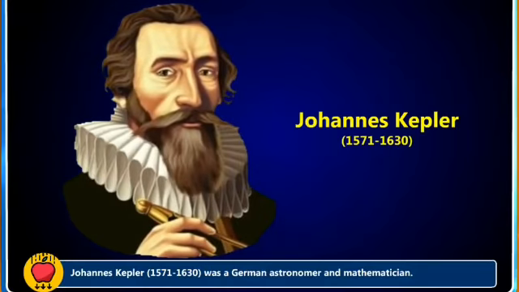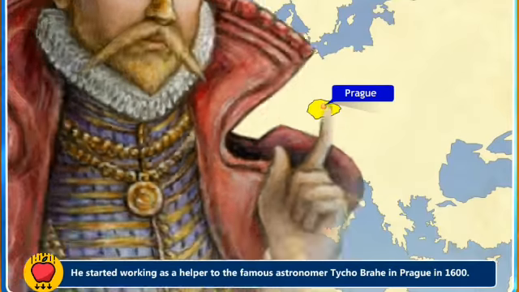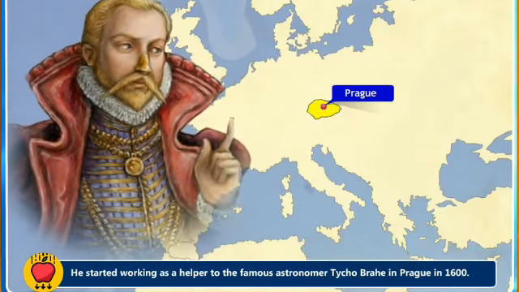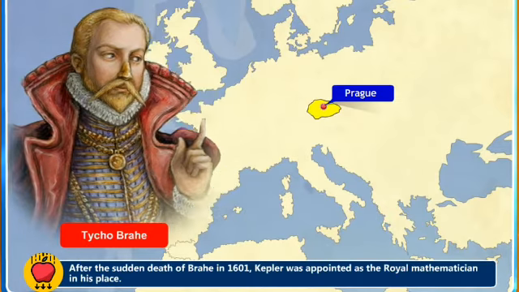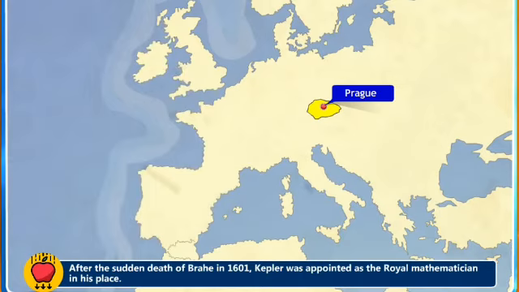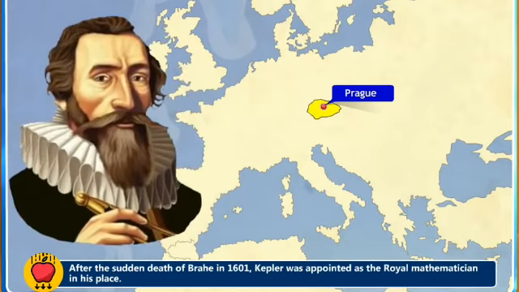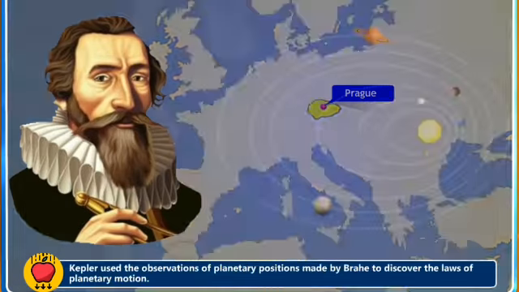Now we will see more information about Kepler. Johannes Kepler, 1571 to 1630, was a German astronomer and mathematician. He started working as a helper to the famous astronomer Tycho Brahe in Prague in 1600. After the sudden death of Brahe in 1601, Kepler was appointed as the royal mathematician in his place.